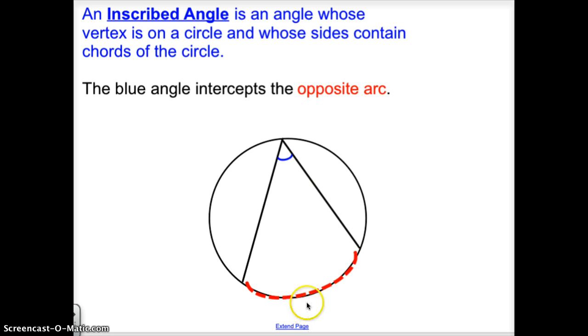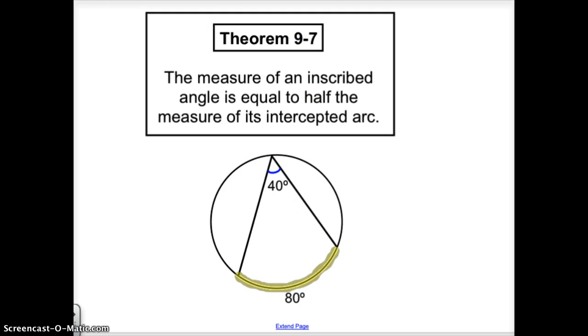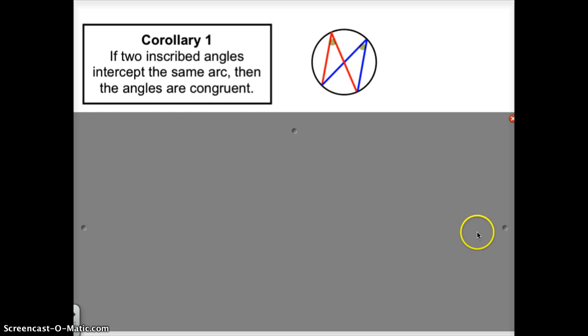The angle and the arc are opposite each other. So the arc is opposite the angle, and the angle is opposite the arc. The theorem behind that is that if the arc is 80, the measurement of the angle is 40. The theorem states the measure of an inscribed angle is half of the measure of the intercepted arc. Intercepted arc is 80, angle is 40.